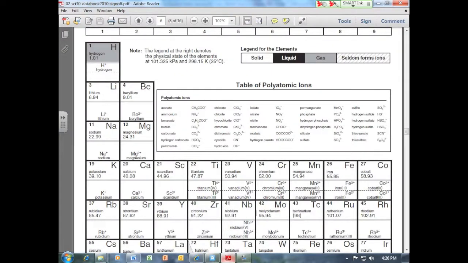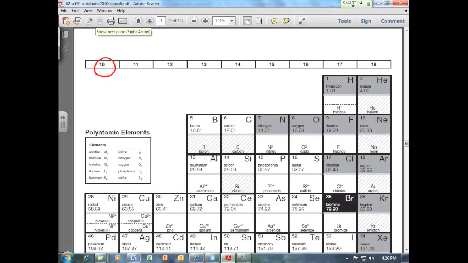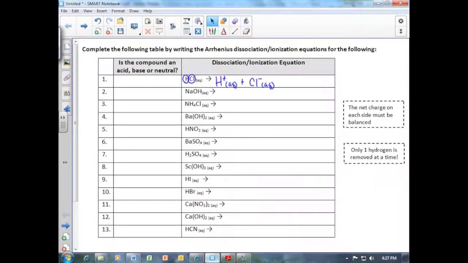Hydrogen atoms produce hydrogen ions in water, and if we take a look at the next page of the data booklet, chlorine atoms dissociate in water to produce chloride ions. So in the question of whether or not HCl is an acid, a base, or a neutral compound, because it produces hydrogen ions in water, it is considered an acid.